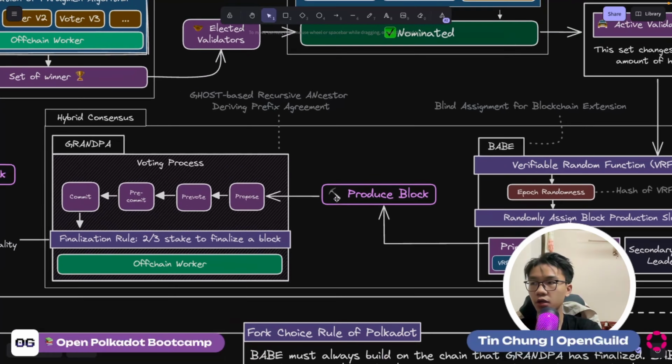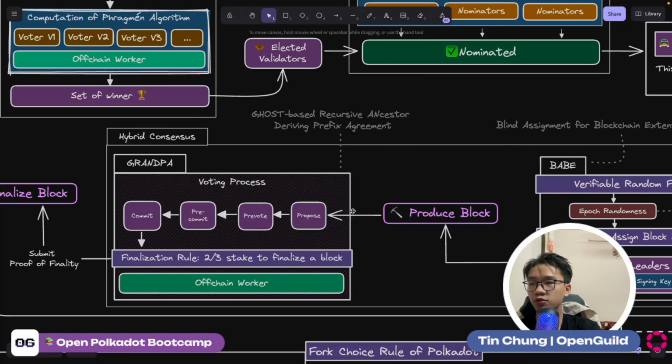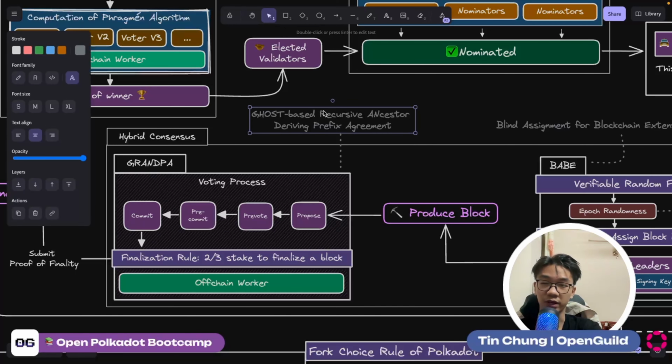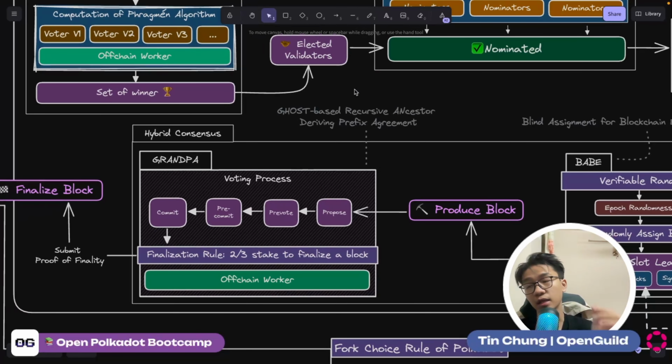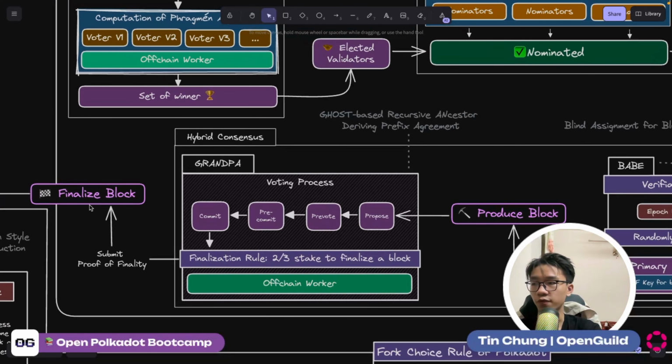produce a new block. When it produces a new block, it has to go to another gadget called the finality gadget. GRANDPA stands for GHOST-based Recursive Ancestor Deriving Prefix Agreement. This is some crazy term that they spent a lot of time researching. But simply, GRANDPA also has a voting process: propose, prevote, precommit, commit, and then a finalization rule to add that block to the finalized blocks.